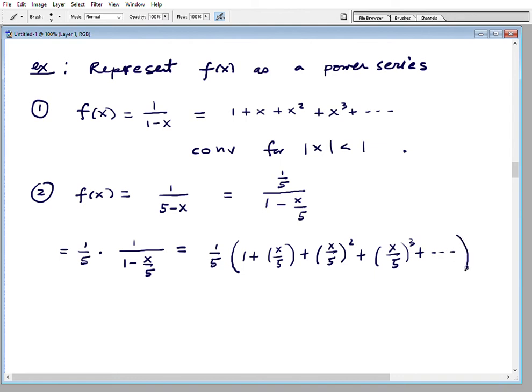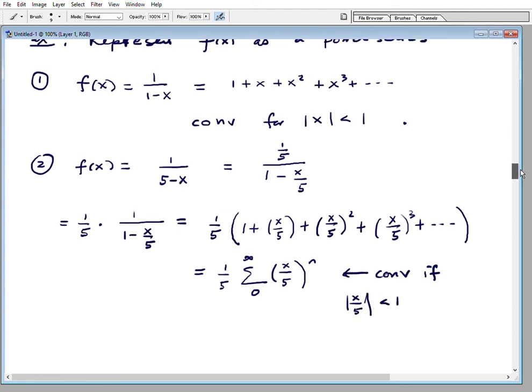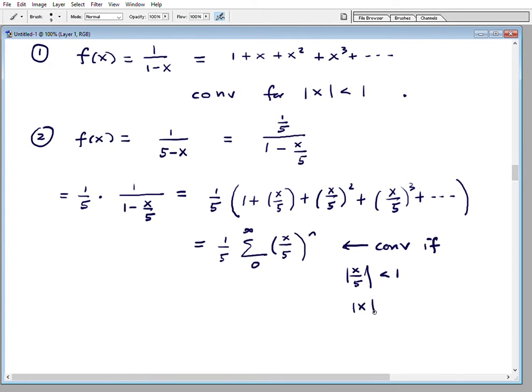Okay, etc. We could write it as a series like this. And we know that this converges if r is less than 1, or if x over 5 less than 1. Just multiply both sides by 5, so if the absolute value of x is less than 5, we have that this converges. All right, so let's do some more like this.